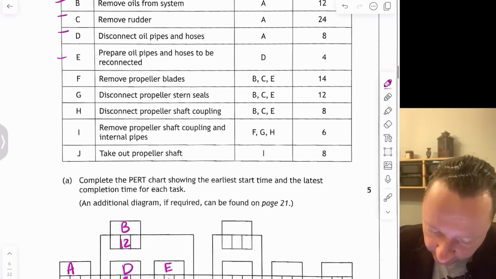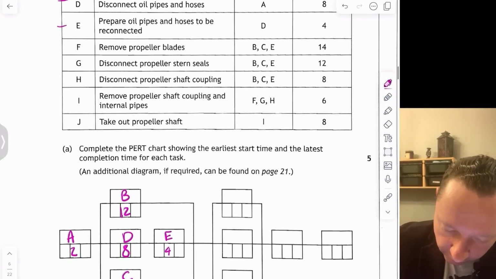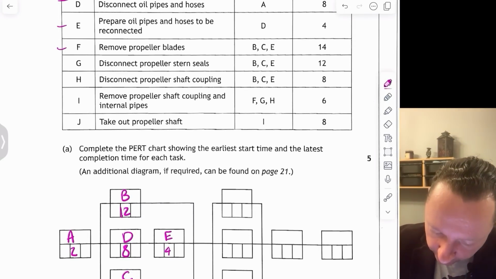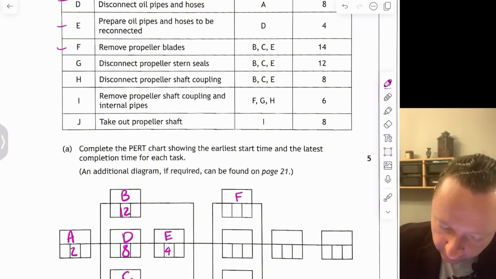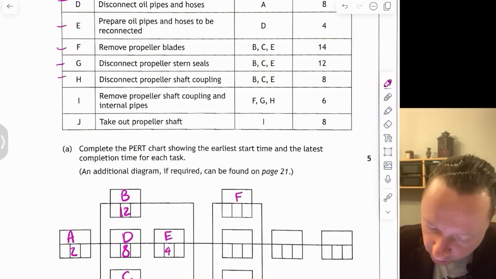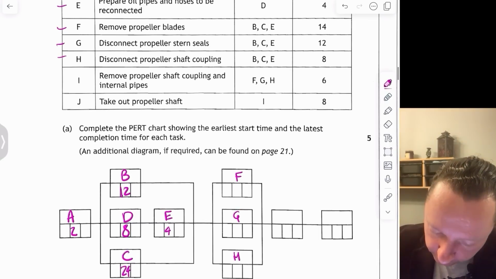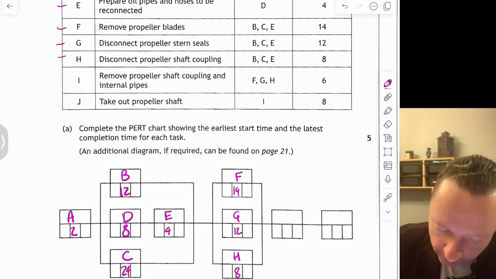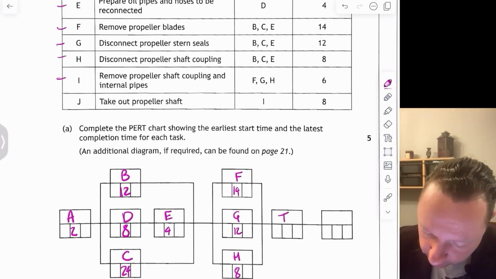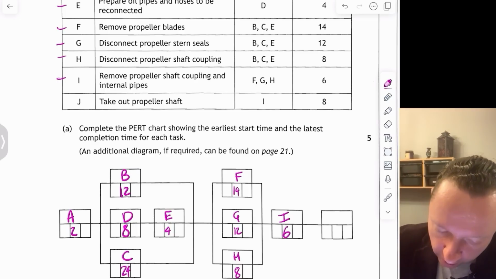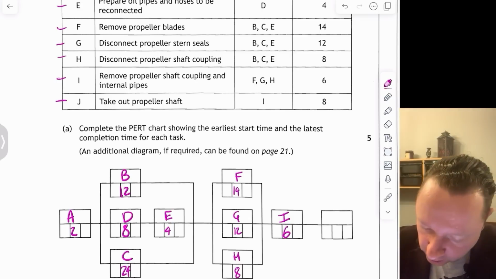After B, C, and E, we've got F. B, C, and E, F. And the next two are the same, so that can be G and H. And that's 14, 12, and 8. And then after F, G, and H, we get I, which is 6. And after I, we get J, which is 8.